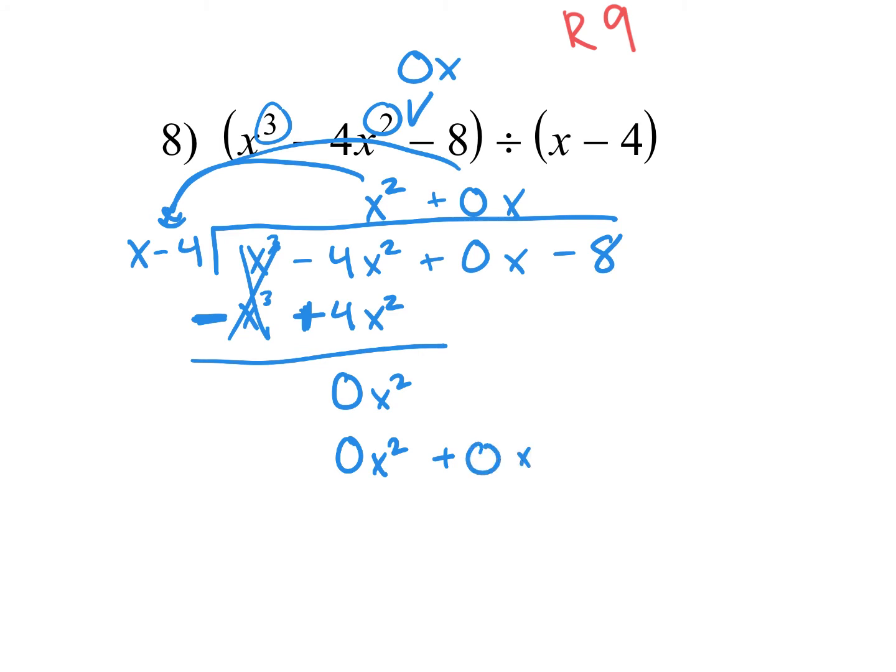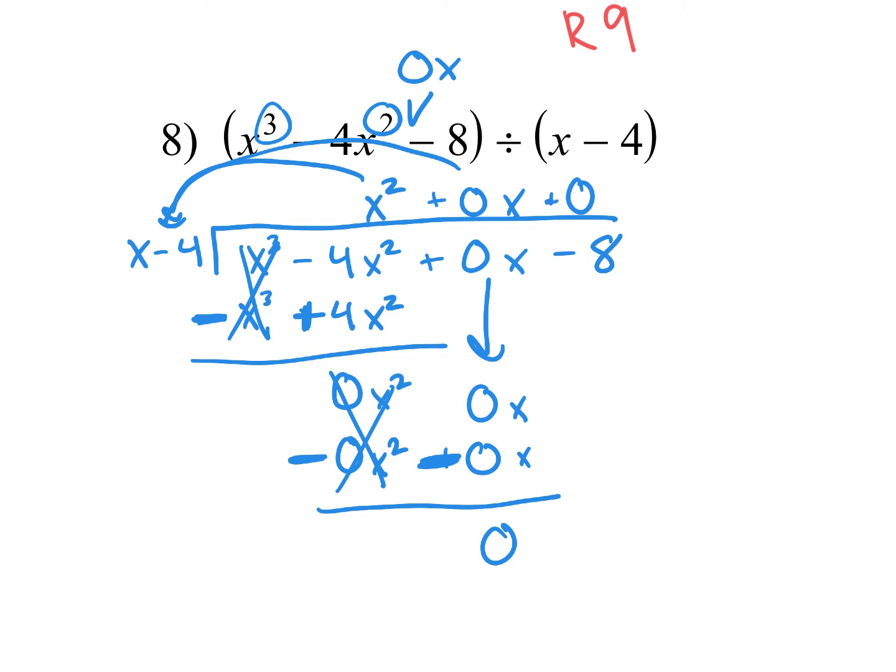What do I do next? I change the signs and bring down the 0x. So these cancel. What's 0 plus 0? 0. So if I do it again, what's 0 divided by x? 0.